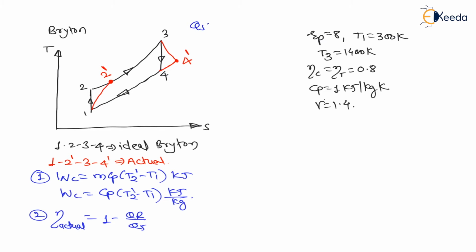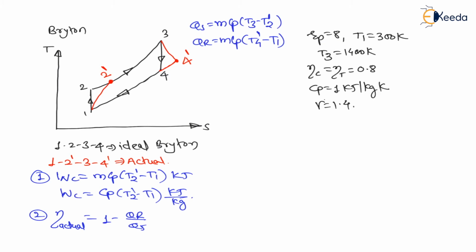Heat supply in the cycle is equal to mcp (T3 minus T2 dash). Actual cycle we have to consider. Right, this is the heat supply, and heat rejected is mcp (T4 dash minus T1). Actual cycle we have to consider. Right, and by using this heat supply and heat rejected, find this efficiency actual.